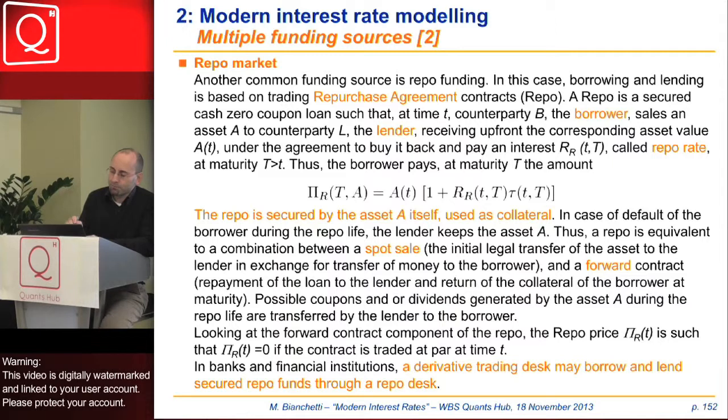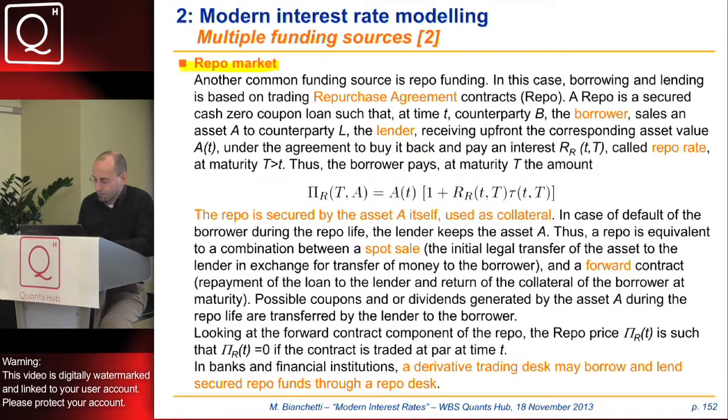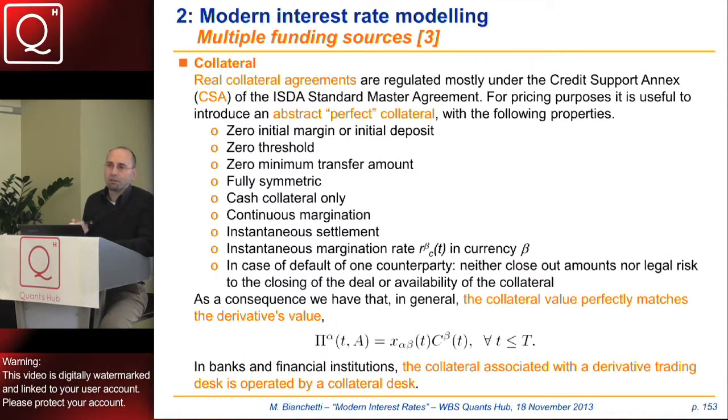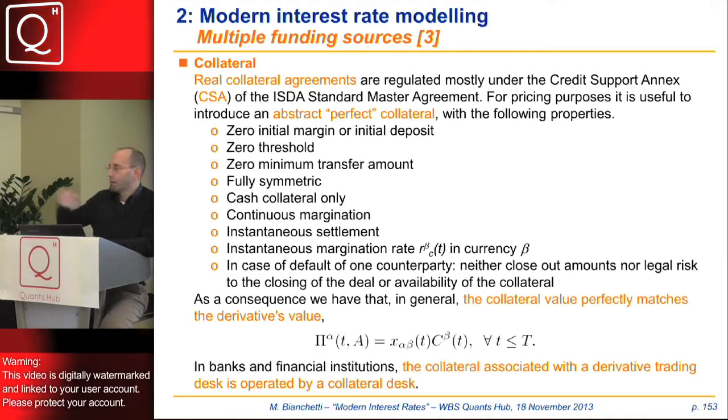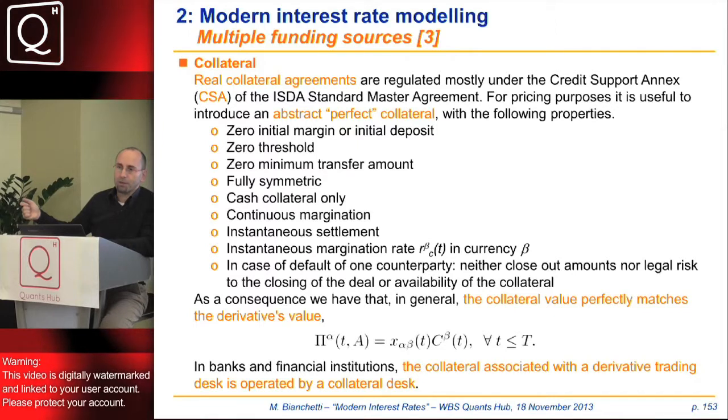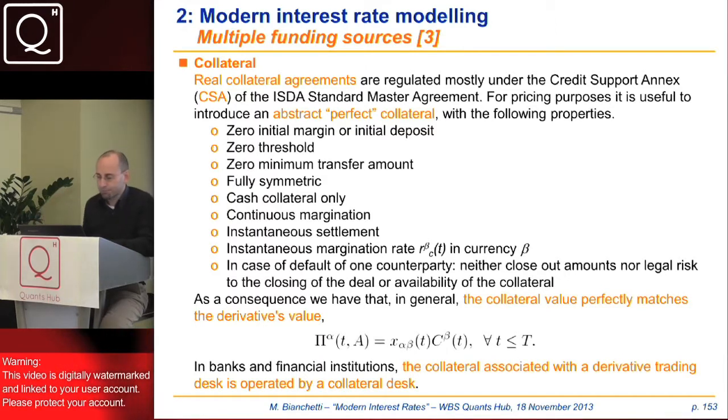We assume that we have, in some cases, a repo market, and that a derivative trading desk might borrow and lend secured repo funds through a repo desk. For example, the exotic equity derivatives traders have a delta 1 equity desk with which they borrow or lend money secured by a repo, secured by the equity asset.